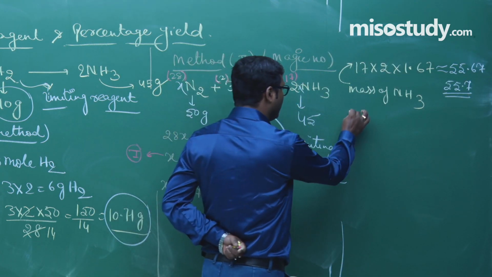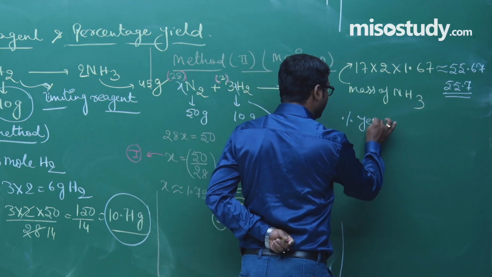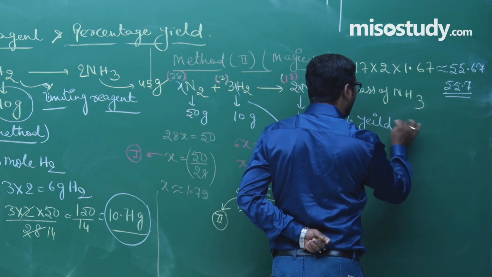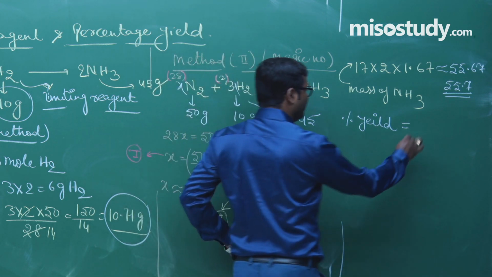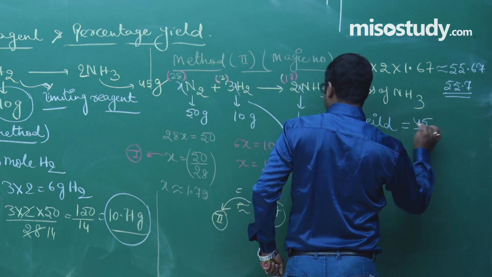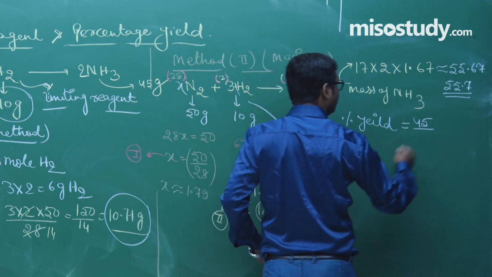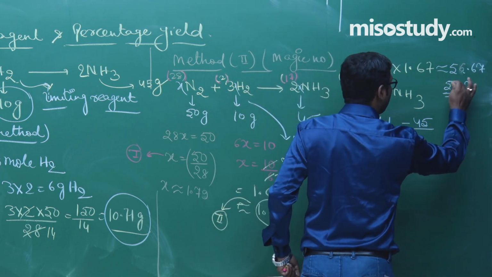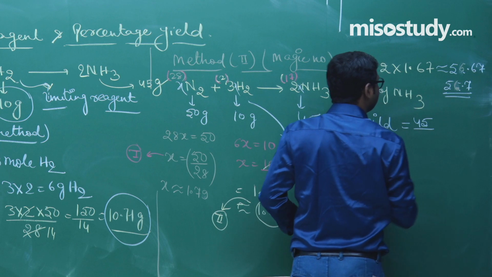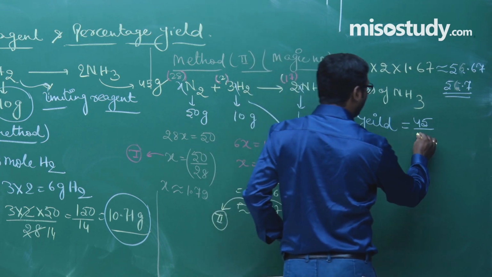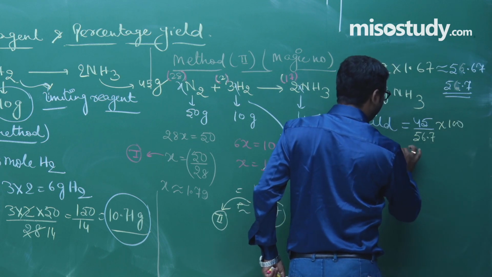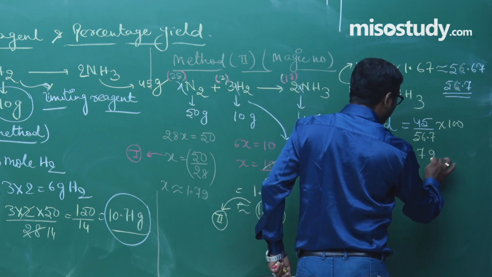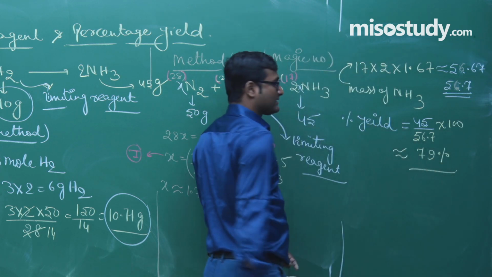Now, how to find the percent yield? Percent yield is equal to, we know, actual yield. What value is given? Actual 45 divided by the theoretical, which is around 56.7 after solving. Now put here 45 divided by 56.7 multiply by 100. What do we get? The value is around 79%.